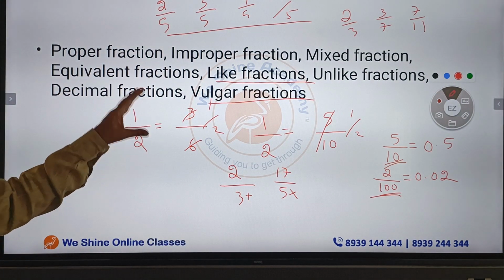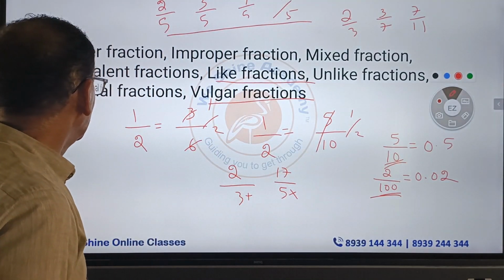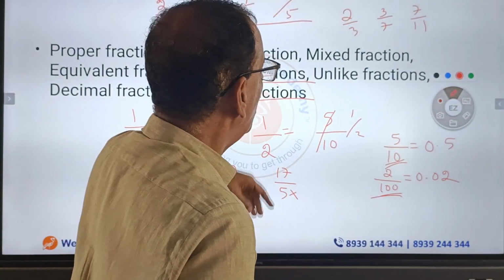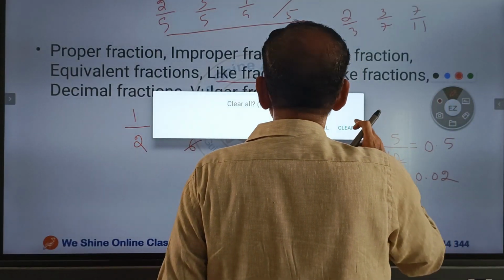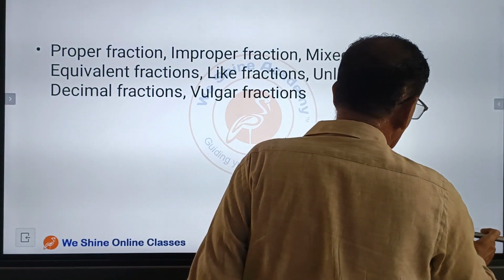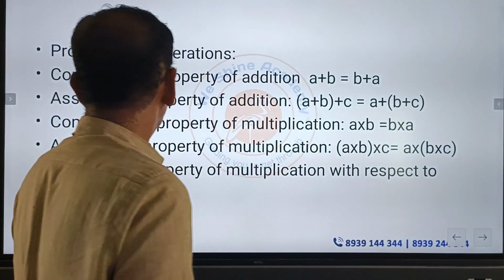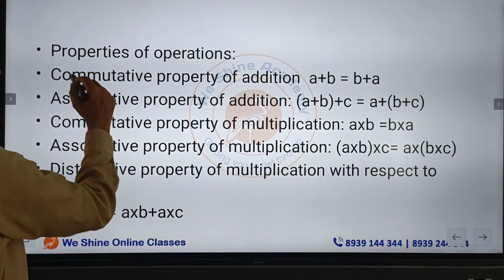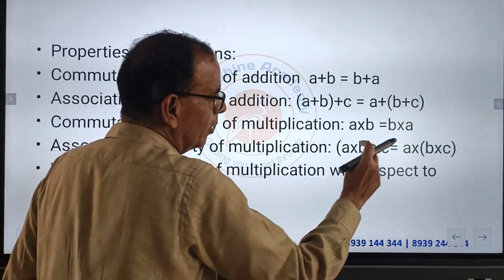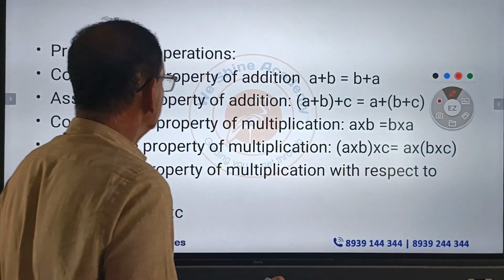Before going to our questions on solving the problems in the next class, you should know all these fundamental things. Because without knowing the fundamentals, it will not be possible for you to learn. Then, other number systems left. Properties of operations. What do you mean by properties of operations?